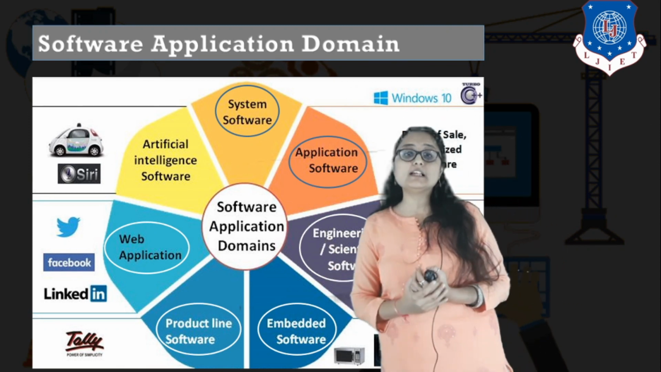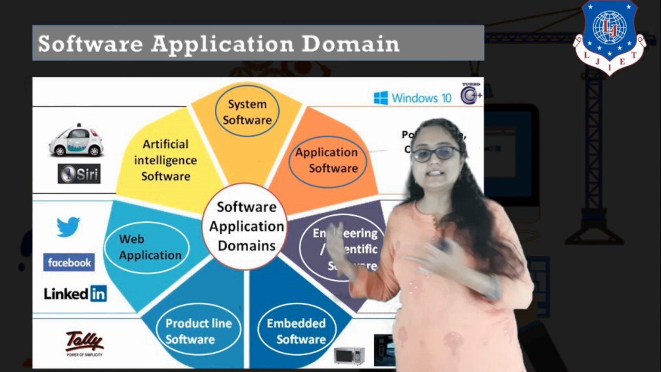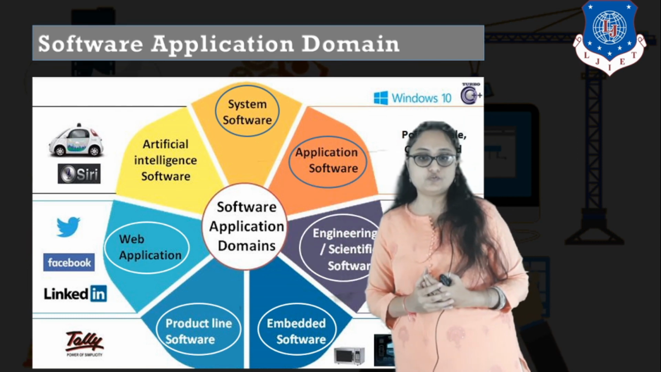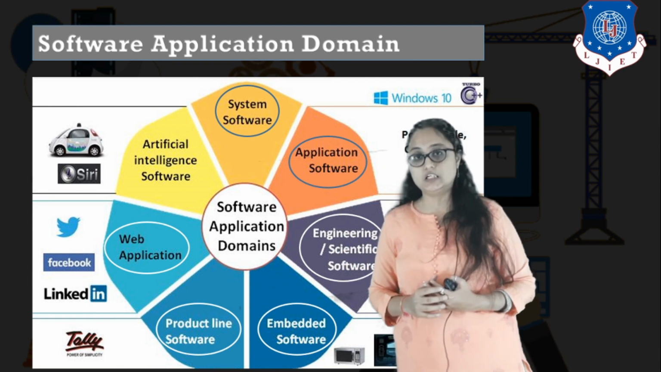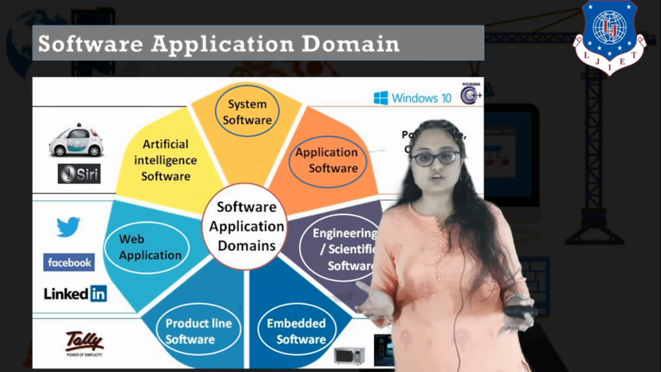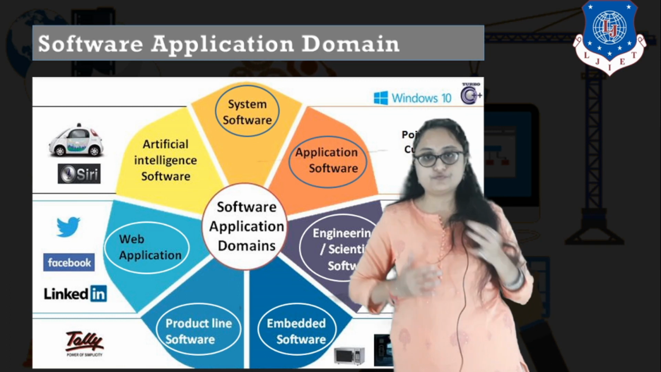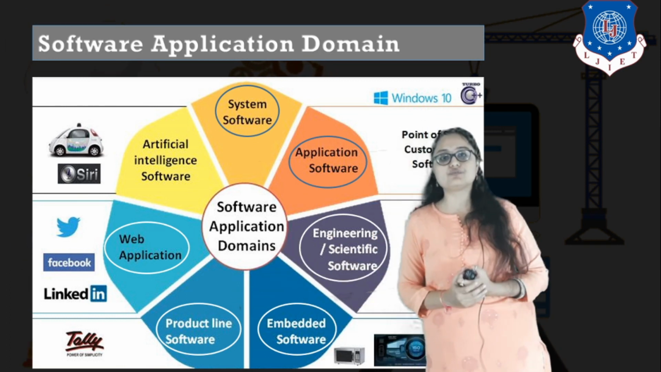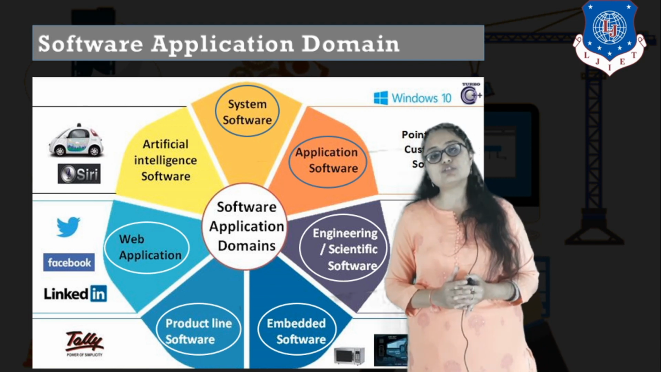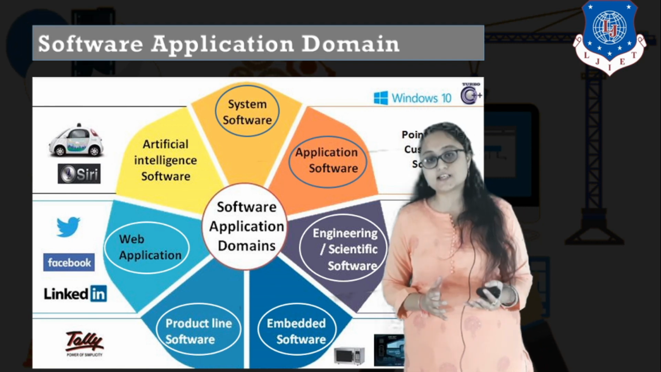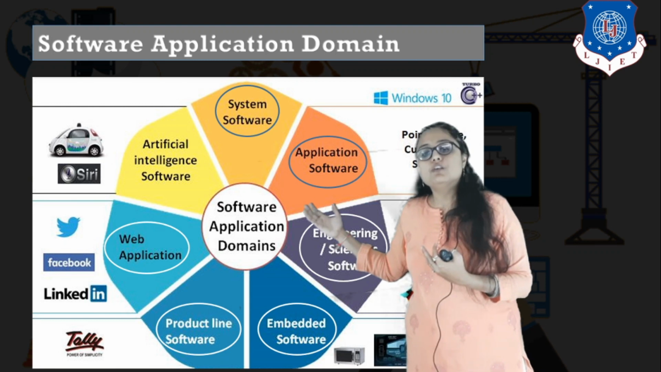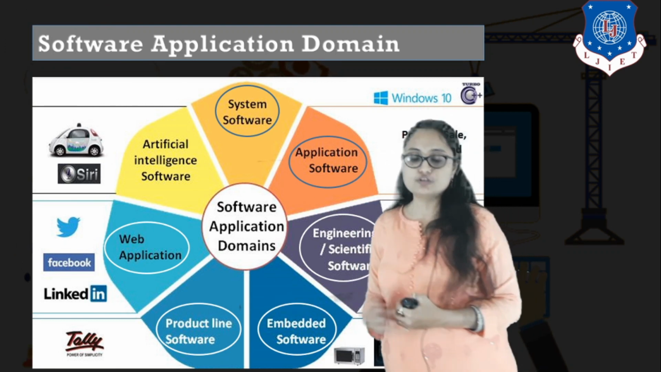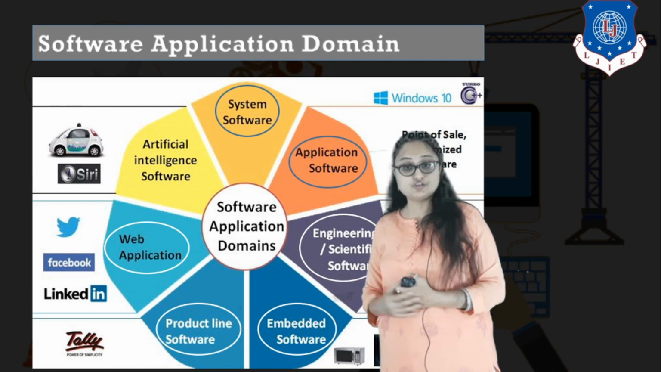The next software category is web application software. Now you can say that web application software is a subset of application software. They are a type of application software, but application software is a combination of all the software, whether they are desktop software or web application software. Whereas web application software is particularly the software that runs on the web, that is www, right? For example, Twitter, LinkedIn, Facebook, Instagram, etc. So these are web application software.